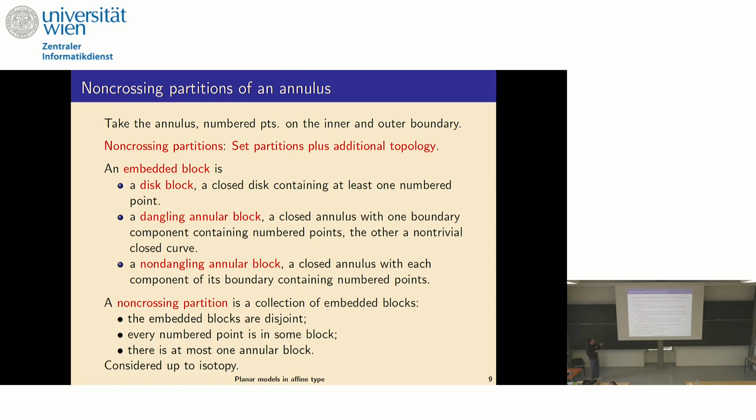Okay, so a non-crossing partition then is just a collection of embedded blocks. The embedded blocks are disjoint. Every numbered point is in some embedded block, so it really is encoding a set partition, plus a lot of information. And then there's at most one annular block. I think I saw someone squint their eyes, maybe because of the at most one annular block. It would be very hard to embed two non-dangling annular blocks. They would cross each other. But the at most one annular block is forbidding you to have a dangling annular block on the inside and a dangling annular block on the outside.